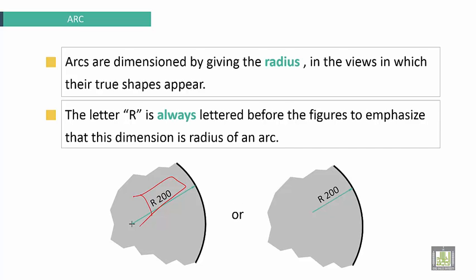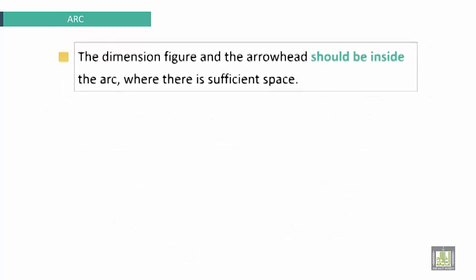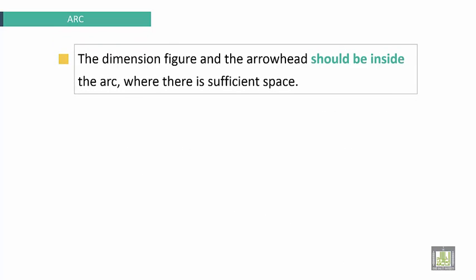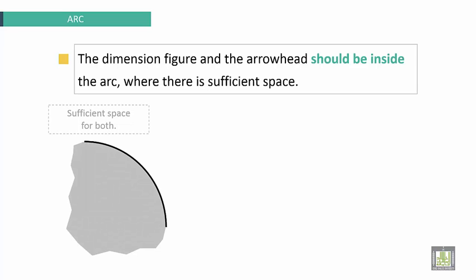Or to put it directly, from the center, the extension from the center is 200 millimeters. The dimension figure and the arrowhead should be inside the arc where there is sufficient space for both. There is the first example here, R200 from the center.